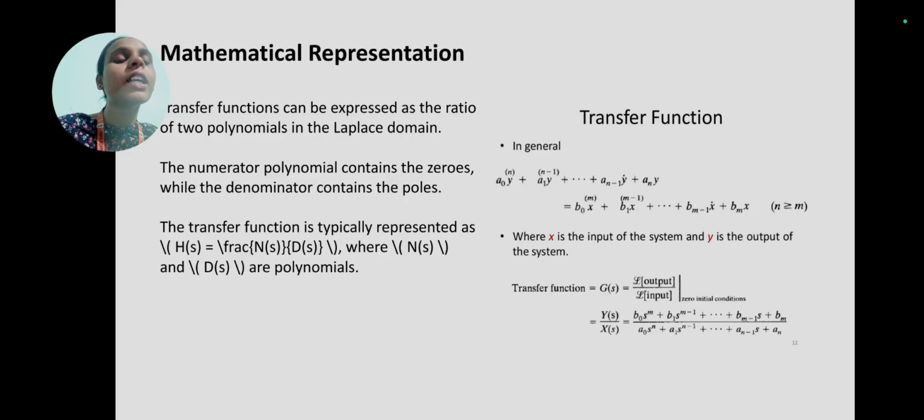That is, (b0 s to the power m plus b1 s to the power m minus 1 plus and so on b(m minus 1) s plus bm) divided by (a0 s to the power n plus a1 s to the power n minus 1 plus and so on a(n minus 1) s plus an).